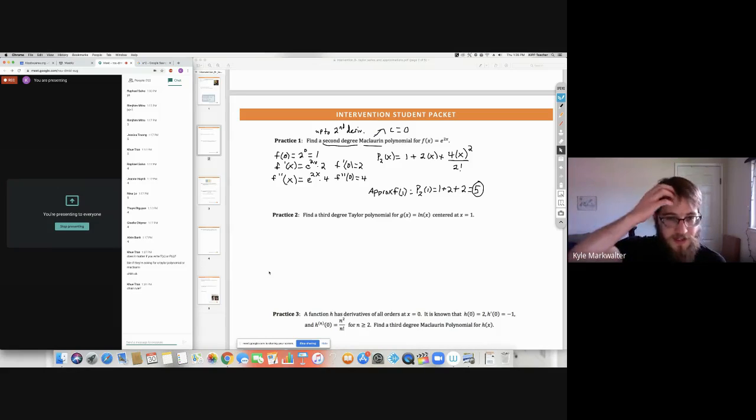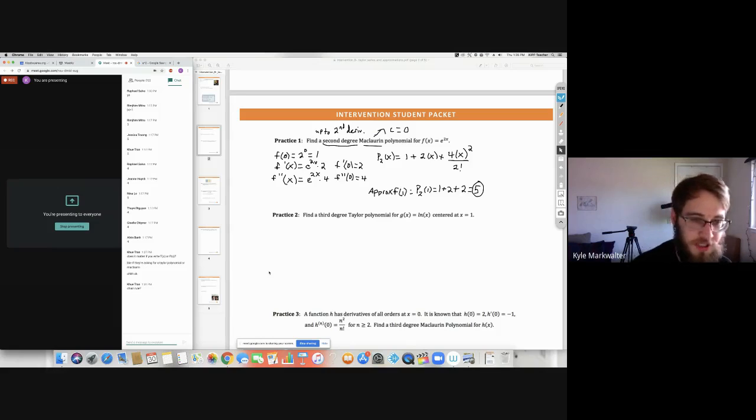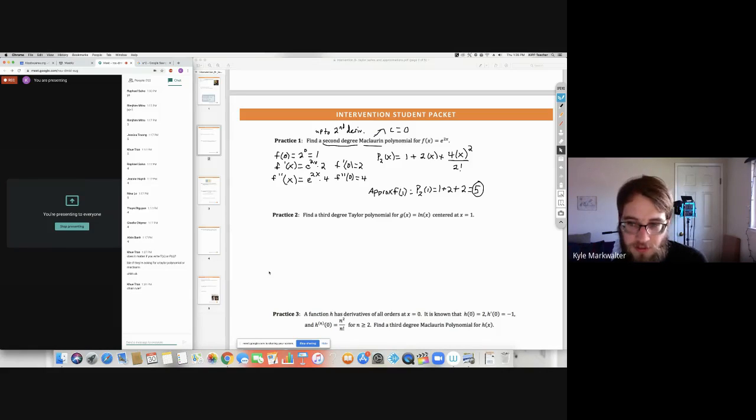All right, go ahead and give practice 2 a shot. Read carefully. Make sure you're doing the derivatives well. I'm going to work on it silently so you can check yourself against me if you would like. This one we want the third degree Taylor polynomial for natural log of x, centered at x equals 1.